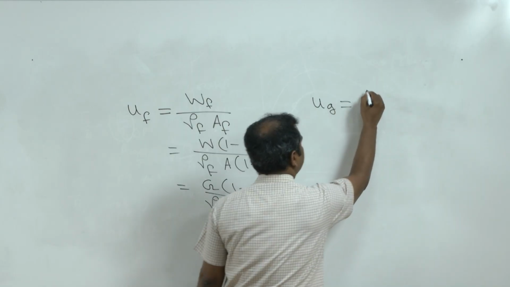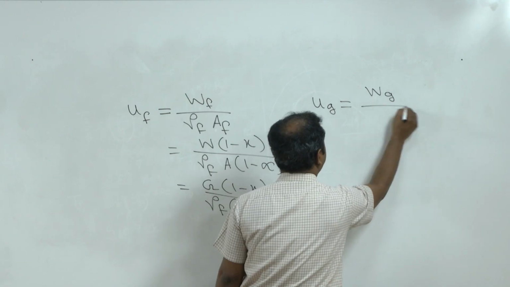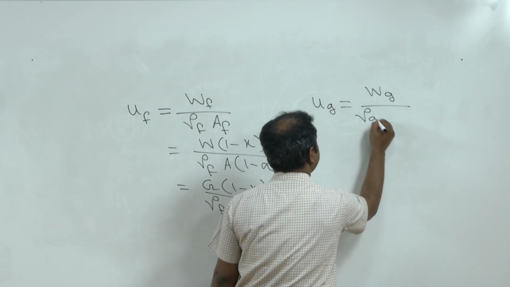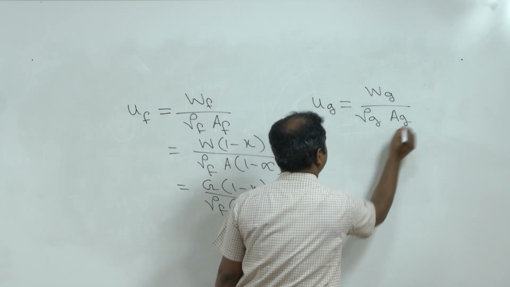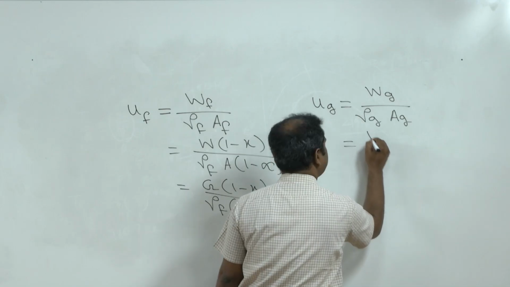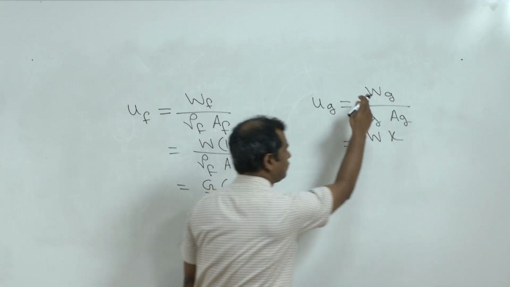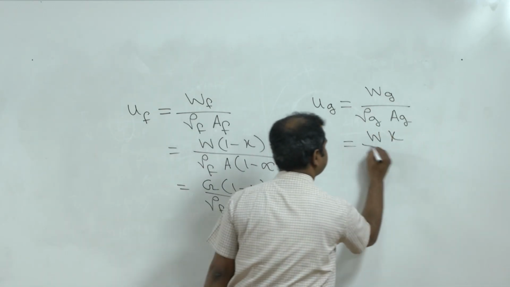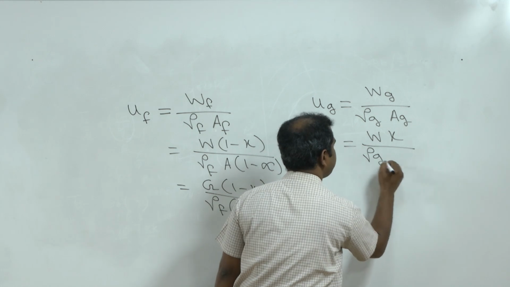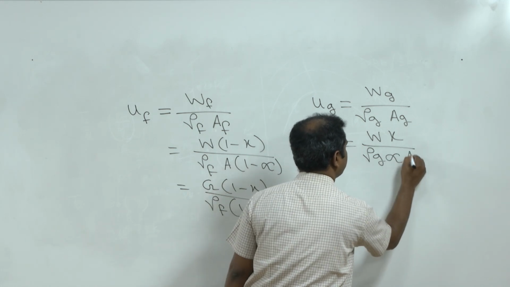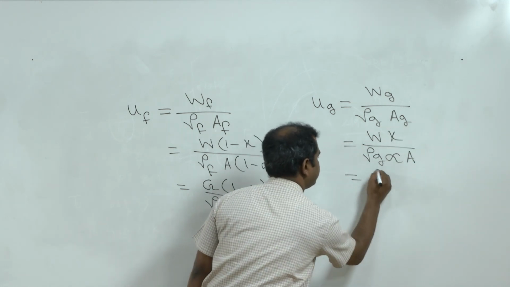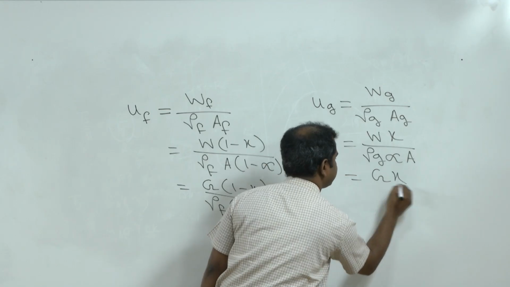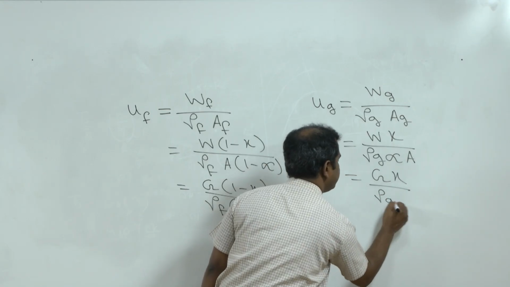In a similar fashion, the counterpart can also be proved. So, UG is actually Wg divided by rho g into Ag. You can write this as W into x; for Wg I am writing W into x, then rho g, and Ag we can write as alpha into A. So, you can write this as actually Gx by rho g into alpha.